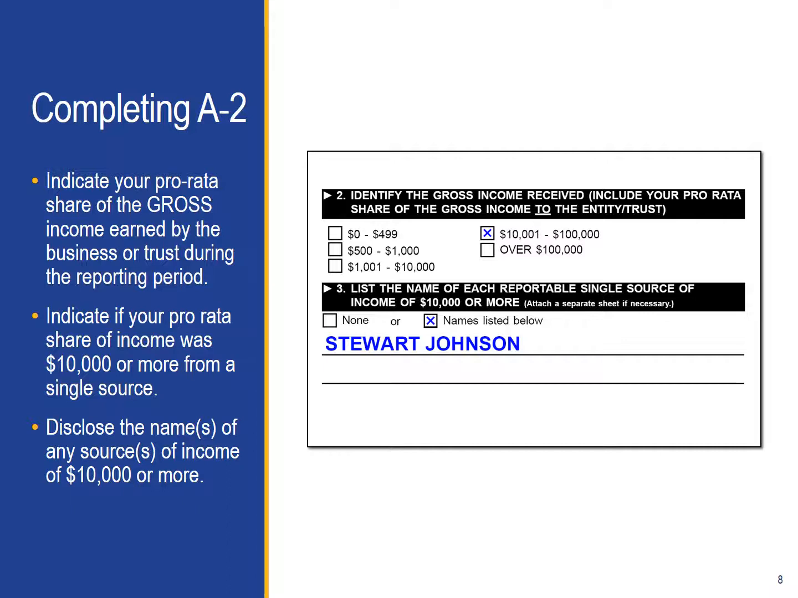This slide shows a source of $10,000, and we only know the name of the source is Stuart Johnson. We do not know where the source lives or how much more than $10,000 our filer received from the source.